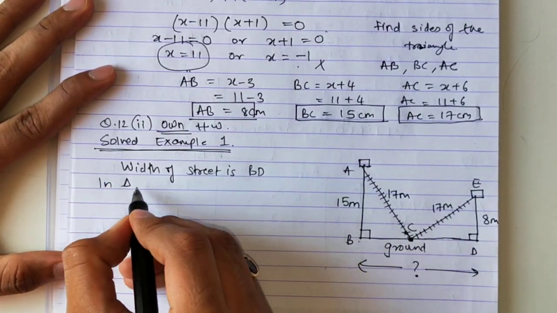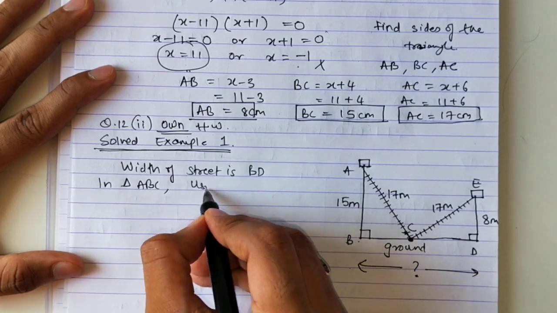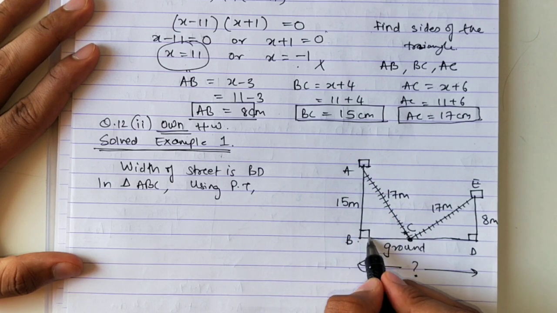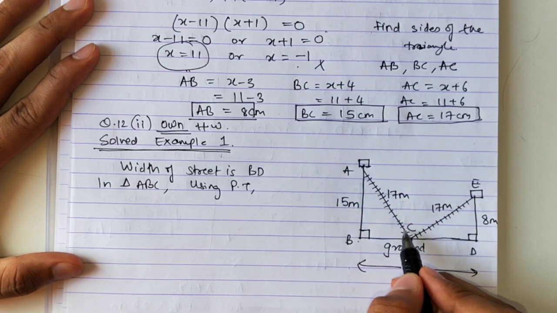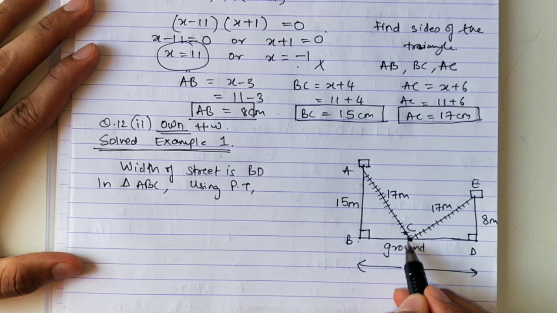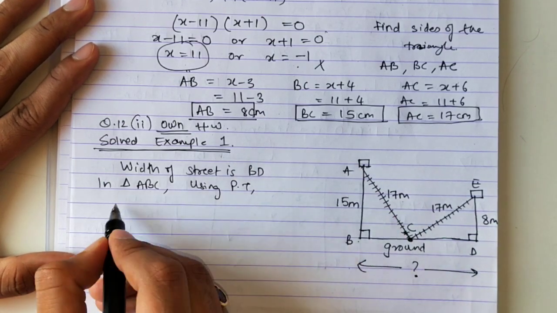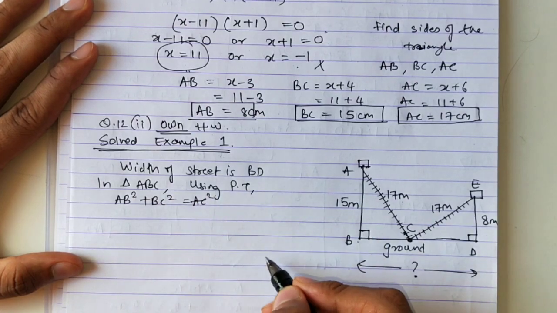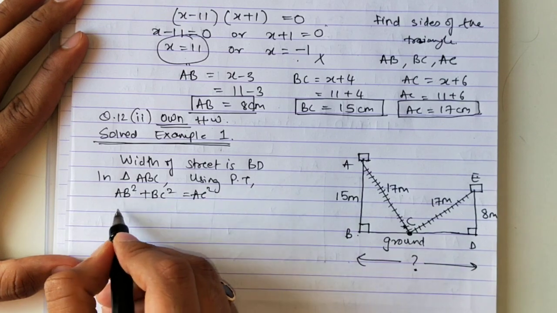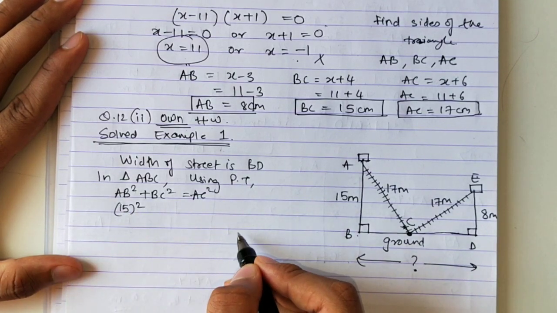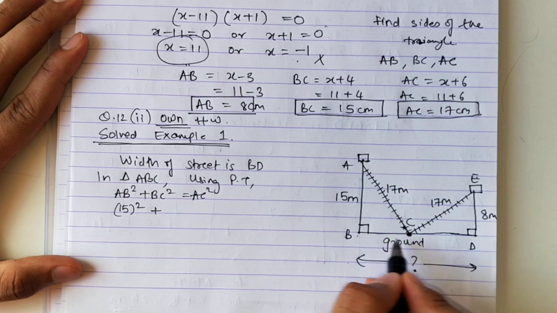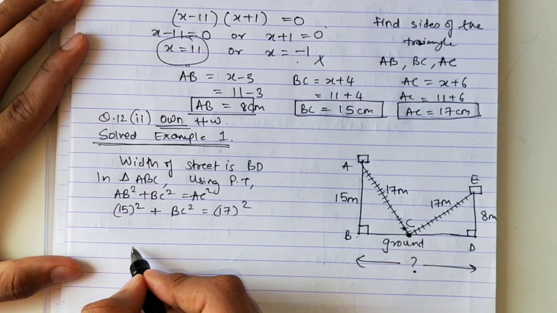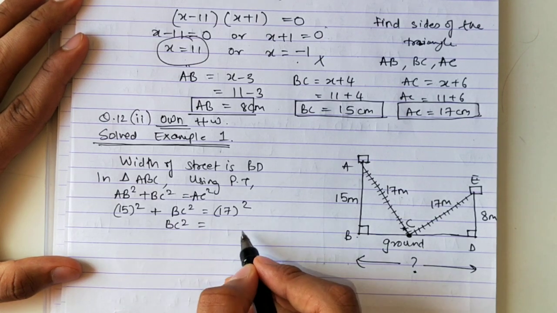So in triangle ABC, using Pythagoras theorem. Okay, so see, this is 90 degrees, means this is hypotenuse 17, correct? So AB square plus BC square equals AC square. Okay, AB is 15, so 15 square plus BC square, we don't know, equals AC, which is 17 square.